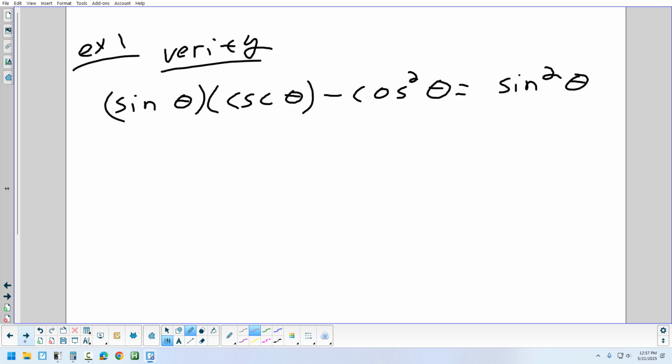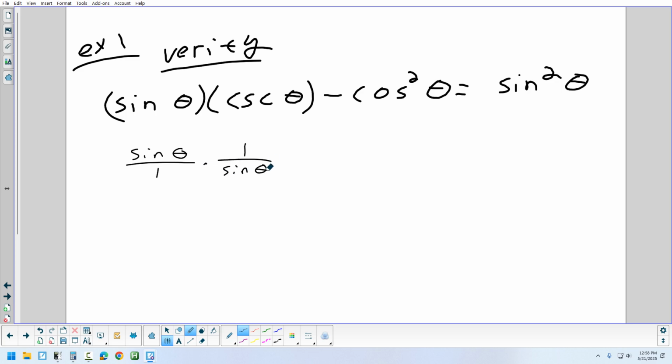So what's the first thing I could do on the left-hand side? And this is a step we learned on Monday. Make the cosecant into a sine over sine. Let's put sine over 1. And what's cosecant? Cosecant is 1 over sine. Cosine over sine is cotangent, so it's 1 over sine.